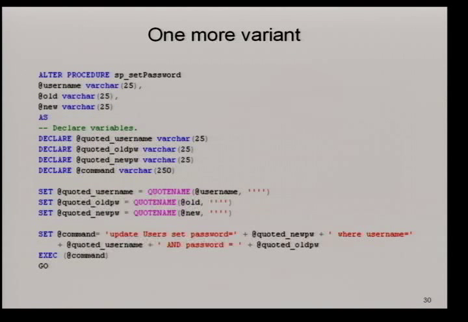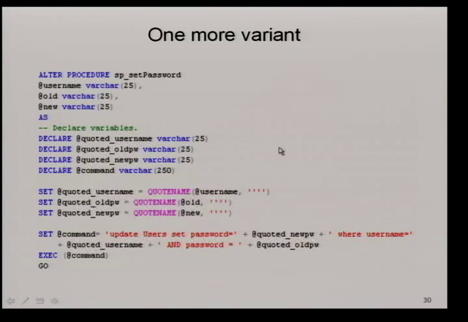Let's take a look at one more variant of the same problem. I have the same code as before, with sp_set_password, which takes 3 arguments. But here, the only difference is that I have 3 more local variables: quoted_username, varchar 25, quoted_old_password, varchar 25, and quoted_new_password. Here, I have enough buffer in my command variable, and what I'm doing is storing the return value from quotename in these new variables. This is one more variant of the same problem.